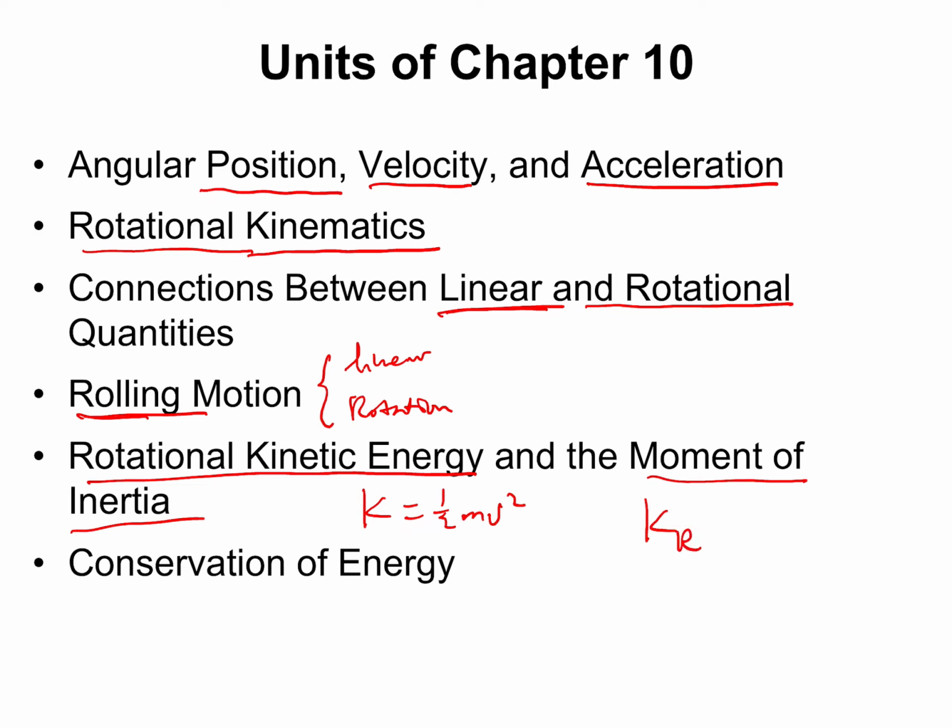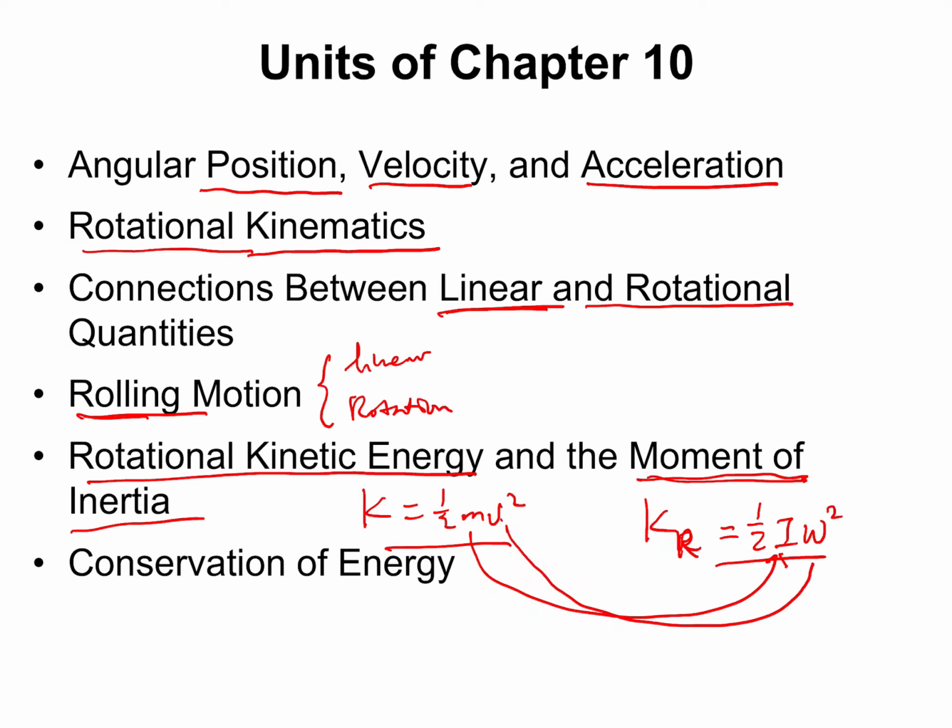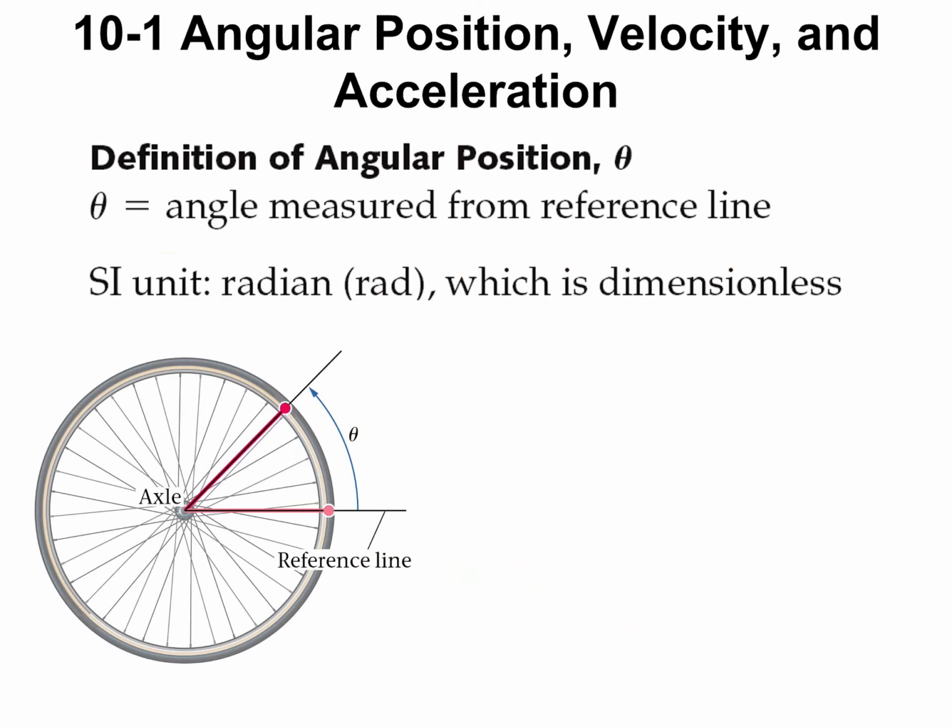K_r means rotational. What is the kinetic energy of rotational motion? Actually, this is equal to 1/2 I omega squared. Looks very similar. Mass here corresponds to moment of inertia, so I is the moment of inertia, and the linear velocity v corresponds to the angular velocity omega. And last, we talk about the conservation of energy. So this chapter basically talks about everything related to kinematics of rotational motion.